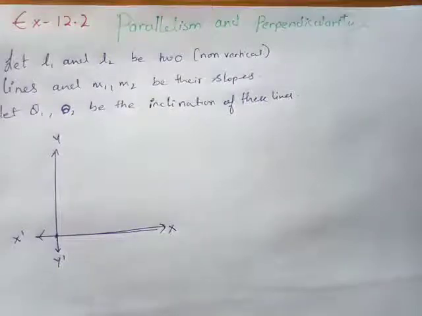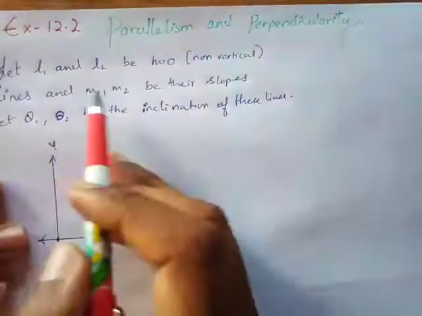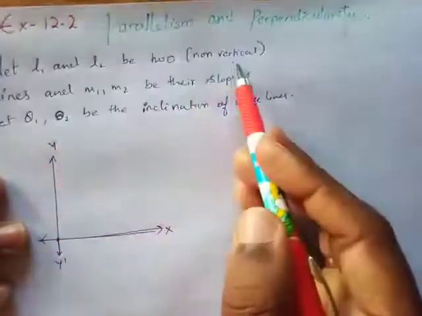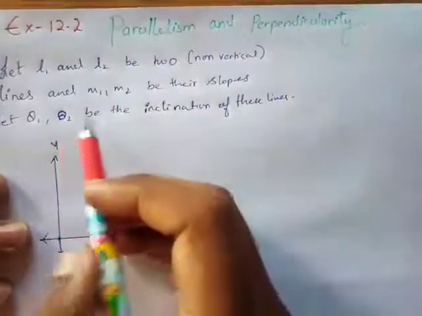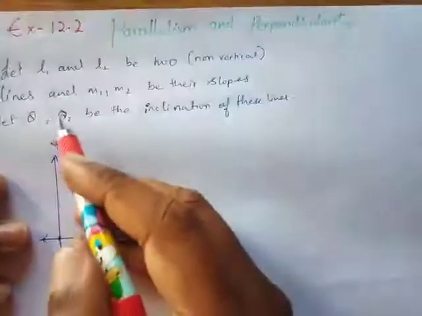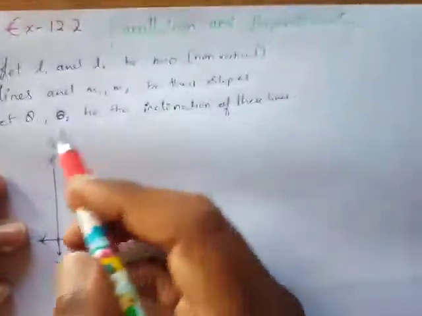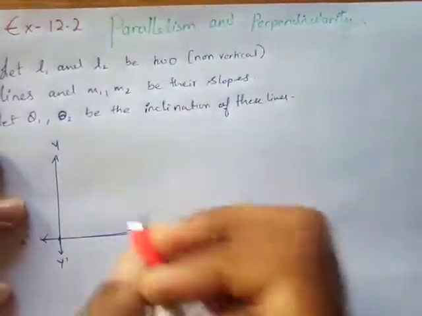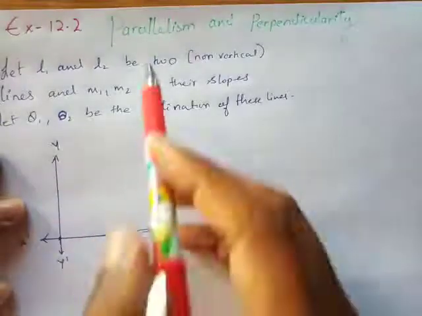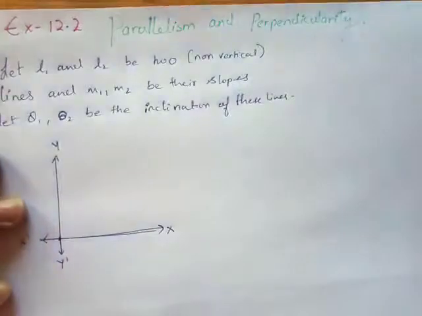Parallelism and perpendicularity means we'll be talking about lines that are parallel to each other, and also lines that are perpendicular to each other. I have written down a statement. Let L1 and L2 be two lines. They should not be vertical, meaning they should be non-vertical lines, and m1 and m2 be their slopes, and θ1 and θ2 be the inclinations of the lines. We'll be looking at both parallelism and perpendicularity.